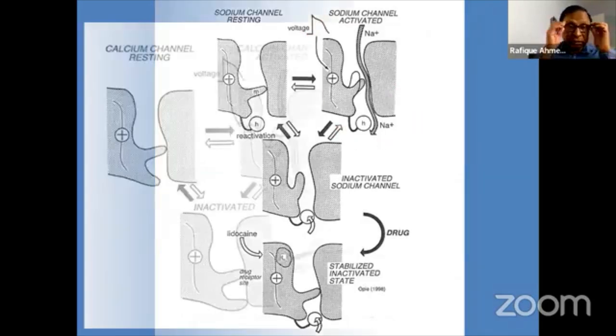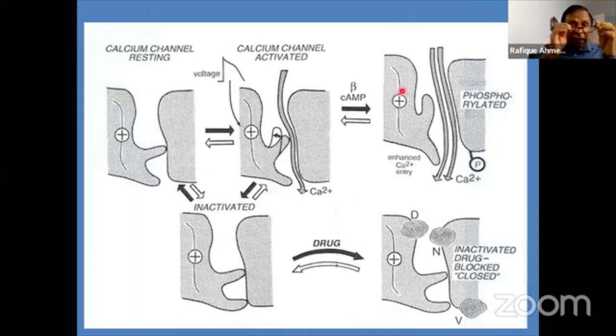Now, this is a calcium channel. Again, this is resting state, it opens up, calcium comes in, and then it closes. Look at how it happens, that calcium channel blockers are a different kind. Verapamil works here, diltiazem works on this side, and nifedipine works here. And that probably explains why the mechanism and the effect are different.